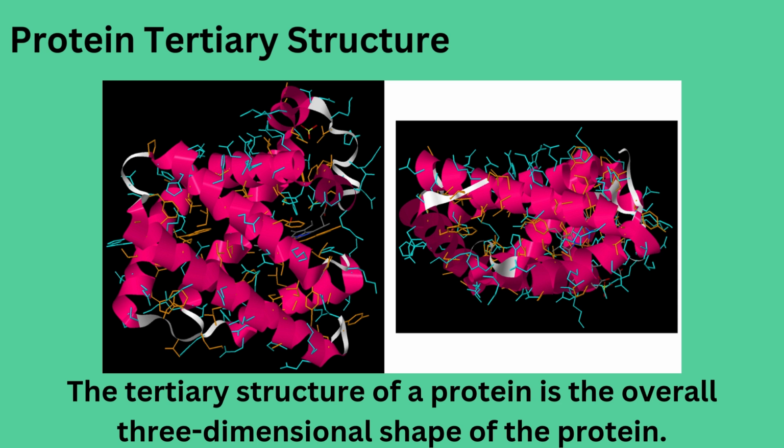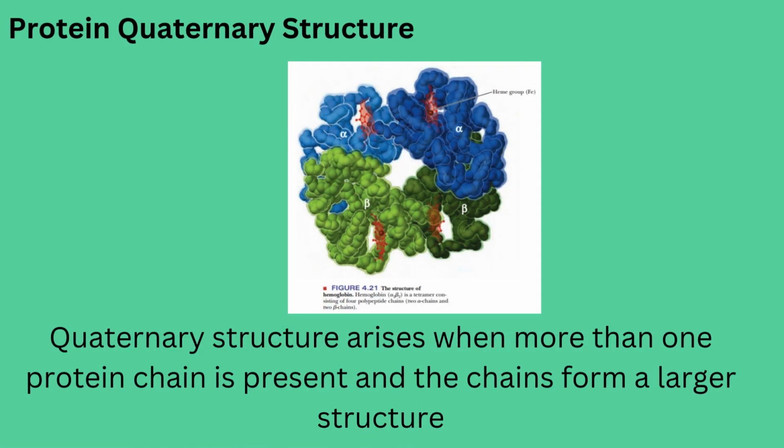Quaternary structure arises when more than one protein chain is present and the chains form a larger structure. For example, the hemoglobin in blood is composed of 4 chains, as observed in the picture, colored magenta, blue, aqua and tan. When oxygen binds to one subunit of hemoglobin, the interaction between the subunits changes. In other words, oxygen binding affects the quaternary structure.